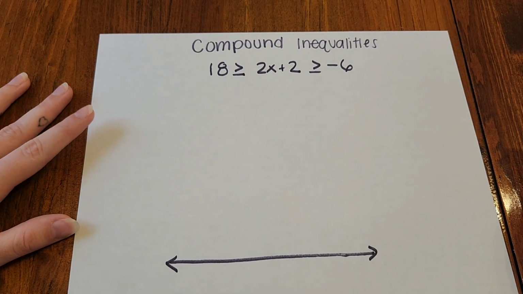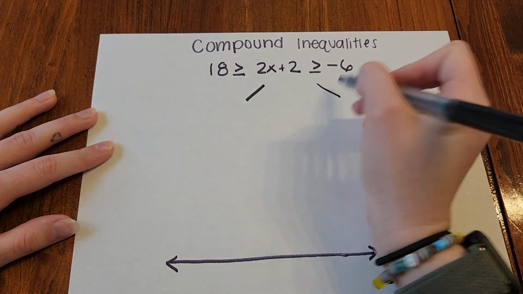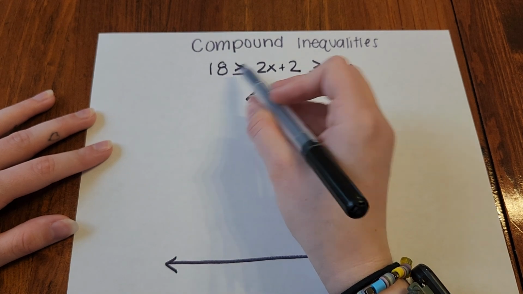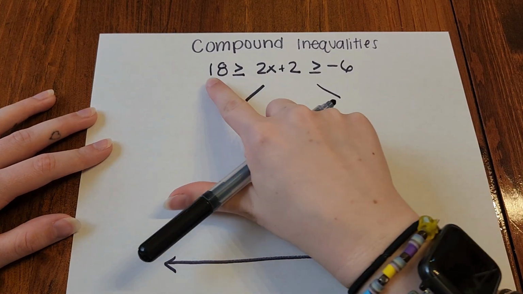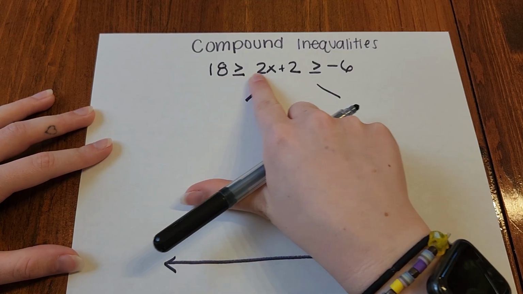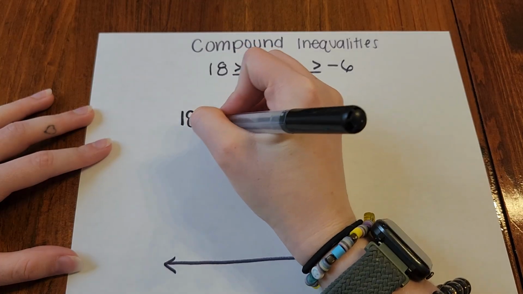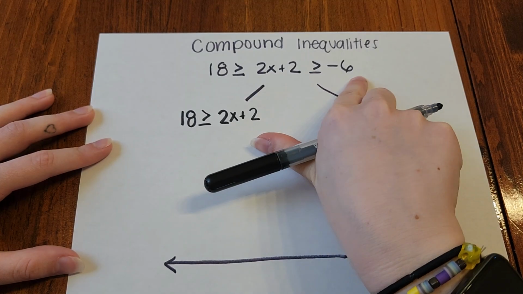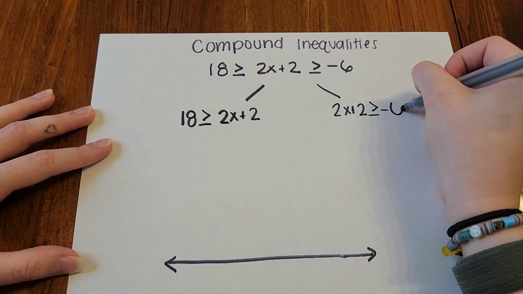So the way we're going to solve this inequality is we're first going to need to break it up into two separate equations. This middle piece of 2x plus 2 is going to be used in both of our equations. So we're going to take a look at the left side of our equation. So from 18 all the way to 2 is going to be one of our equations. And then our other equation is going to include that same middle piece all the way to -6. So 2x plus 2 is greater than or equal to -6.